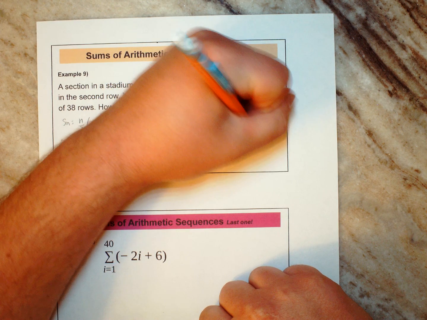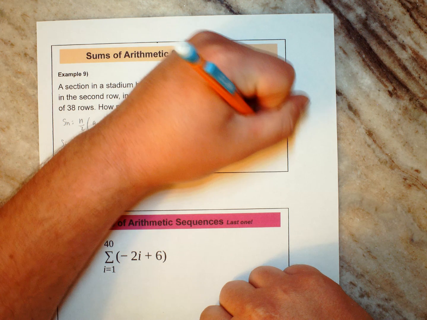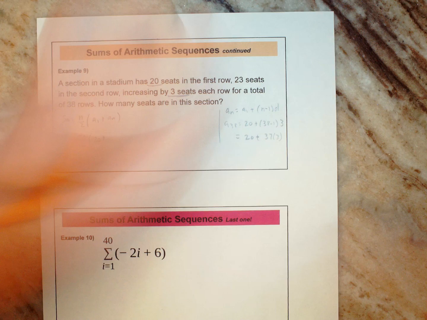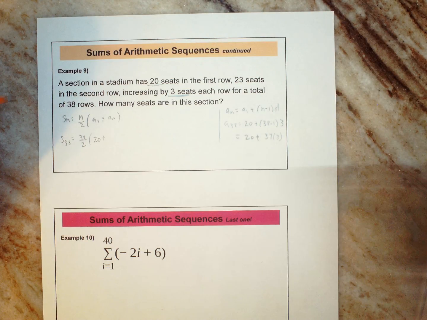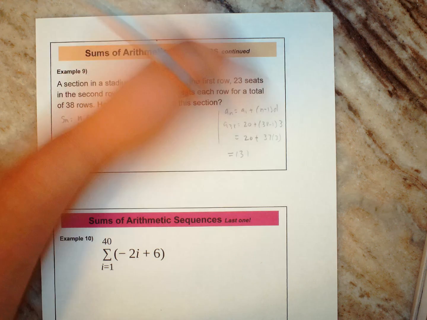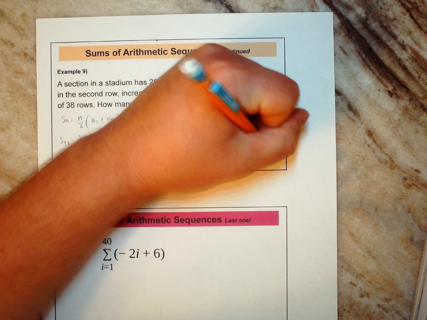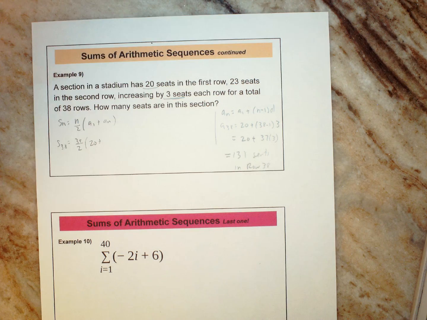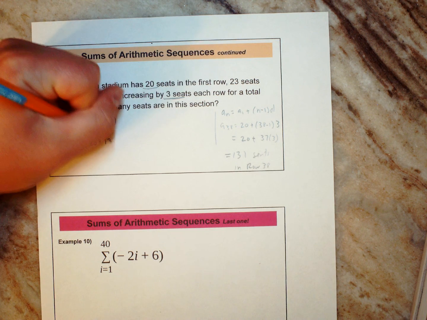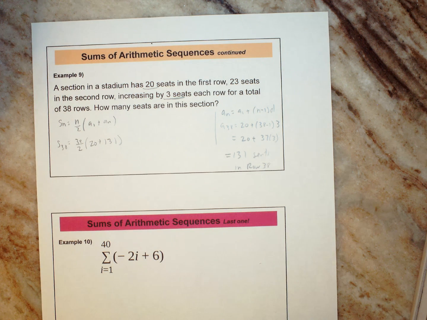20 plus 37 times 3. So we're just going to come right to the calculator. 37 times 3 plus 20. 131. So there are 131 seats in row 38. So that 131 goes here. And now we're just going to type that in the calculator.